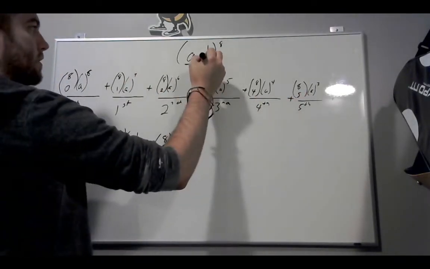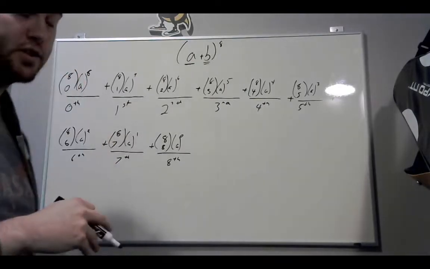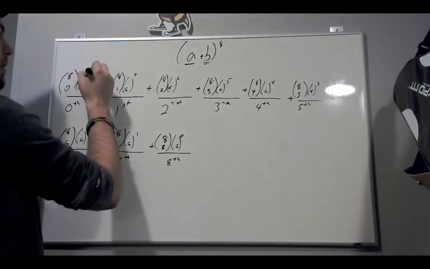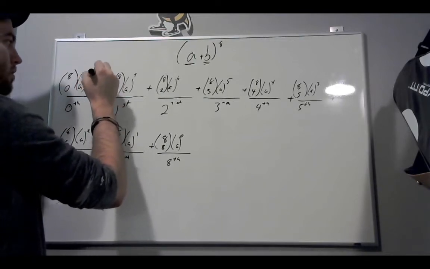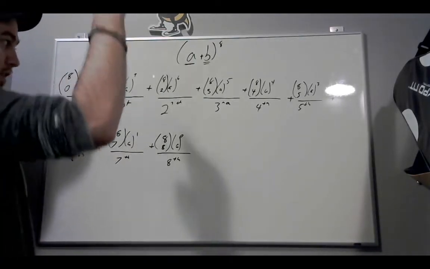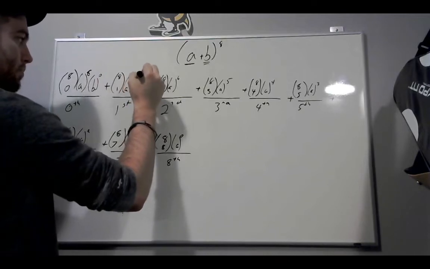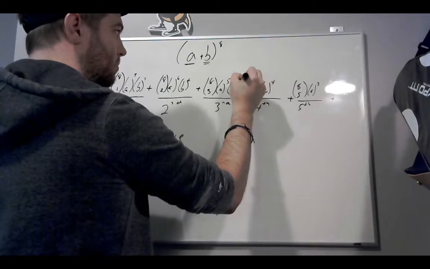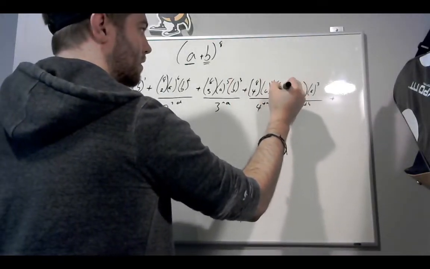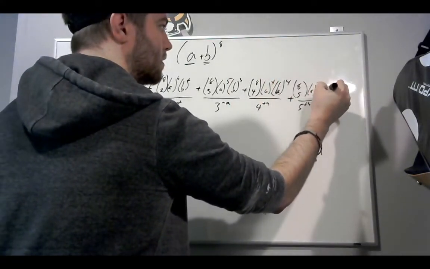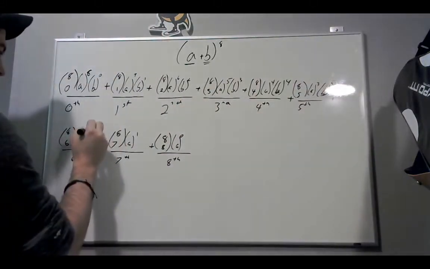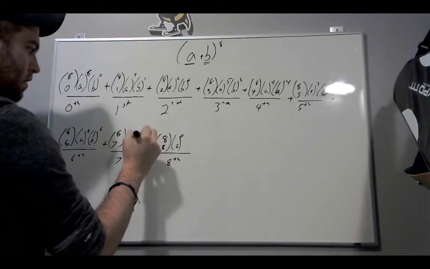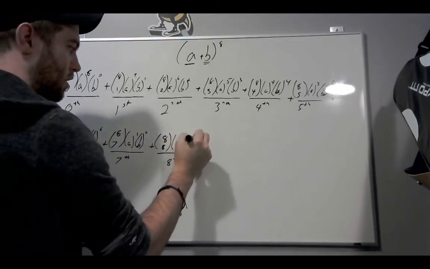The next piece is you're going to take the second term of whatever this binomial is. You're going to start it at 0, and you're just going to increase. So this is b to the 1, b to the 2, b to the third, fourth, fifth, sixth, seventh, and eighth.